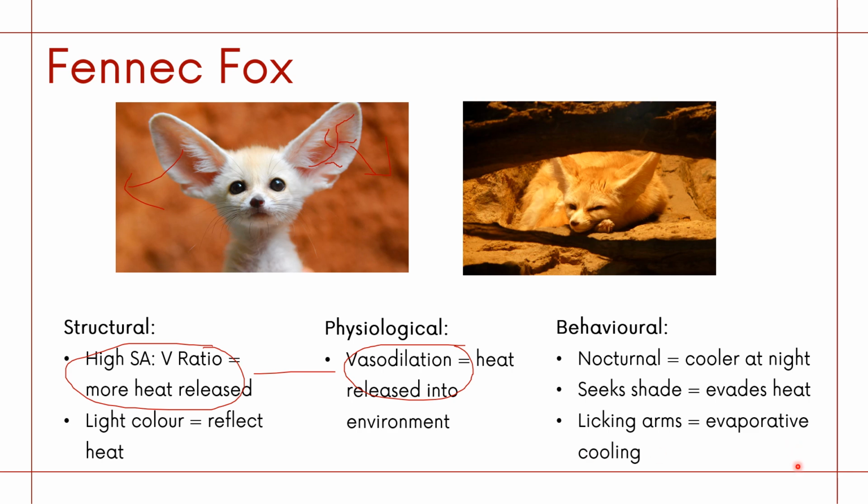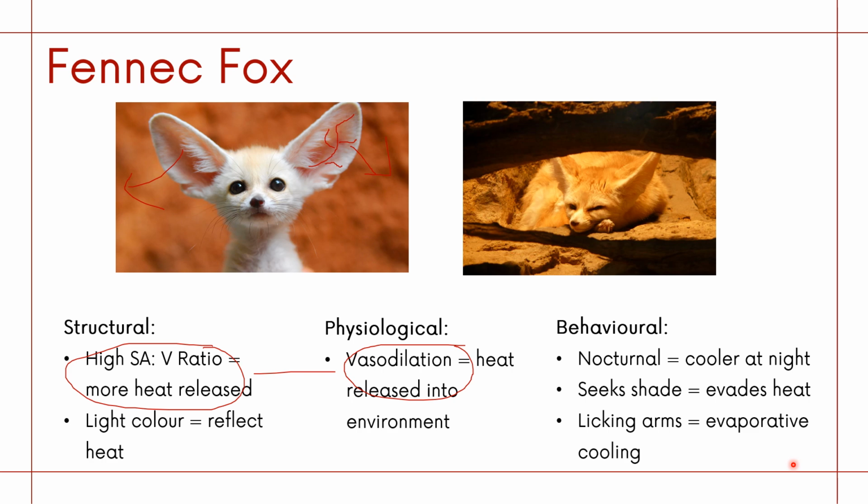It can also lick its arms, so this helps with evaporative cooling. As the animal licks its arms, for example, the saliva on its arms will have the heat drawn into it, and therefore removing heat from the animal. So when you're thinking about these adaptations and coming up with examples, they need to be reasonable for the animal.